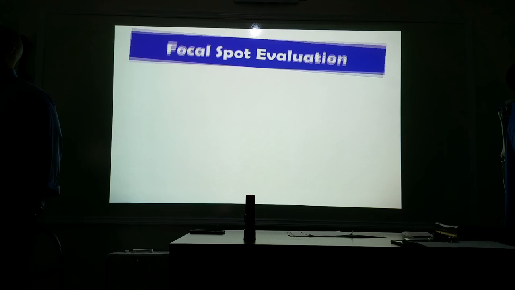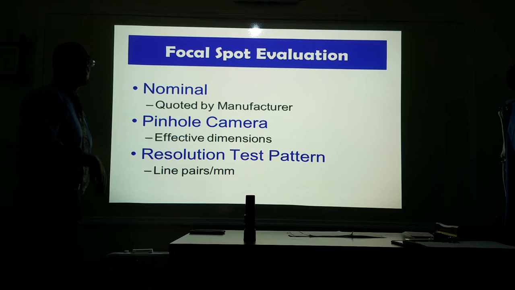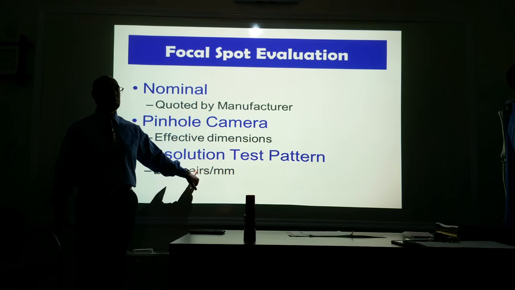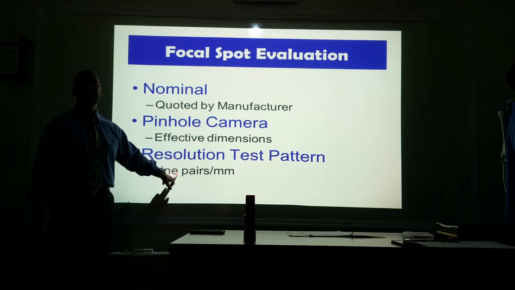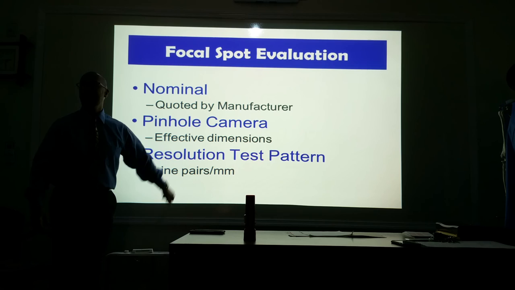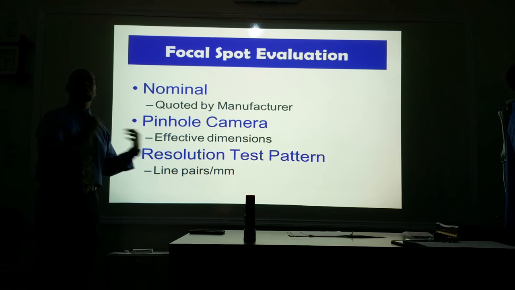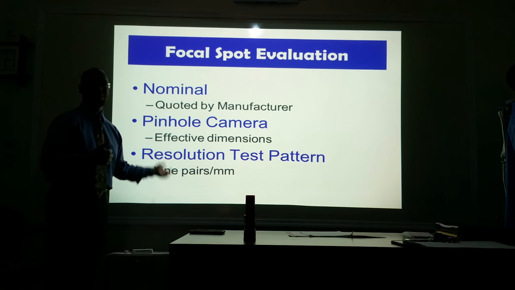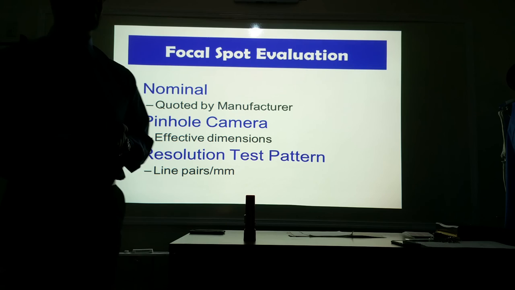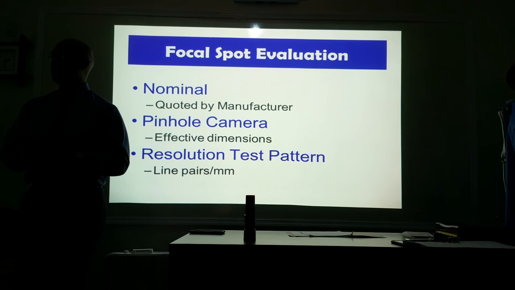Okay, focal spot evaluation. How is resolution measured, guys? Line pairs per millimeter. Line pairs per millimeter using a resolution test tool. Remember that? I'm not going to spend any more time on that, but we talked about contrast, we talked about density, we're now talking about detail. Detail is measured in line pairs per millimeter. Your focal spot sizes are quoted by your manufacturer, so they'll tell you exactly what you're getting. To verify that, we can run our own tests by using what's known as a pinhole camera. The pinhole camera measures the effective dimensions of the focal spot sizes, your filaments. Looks like this. This is a pinhole camera.